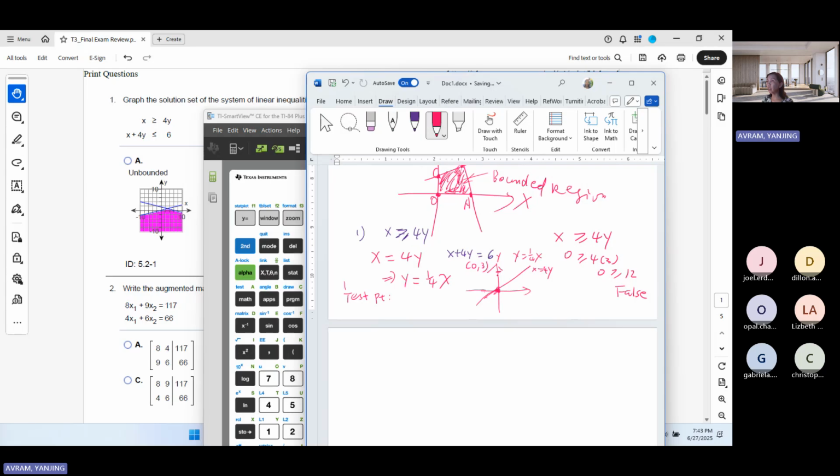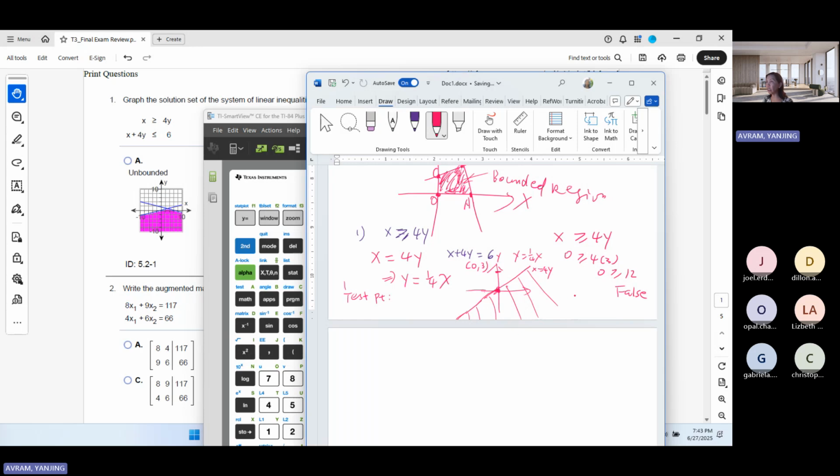So that means this side is not a solution, since I get a false. So what is my solution? If I want to graph x greater than or equal to 4y, it must be this part, the line below, that is the solution, because I already tested this part is false. So false, the opposite side is the solution.